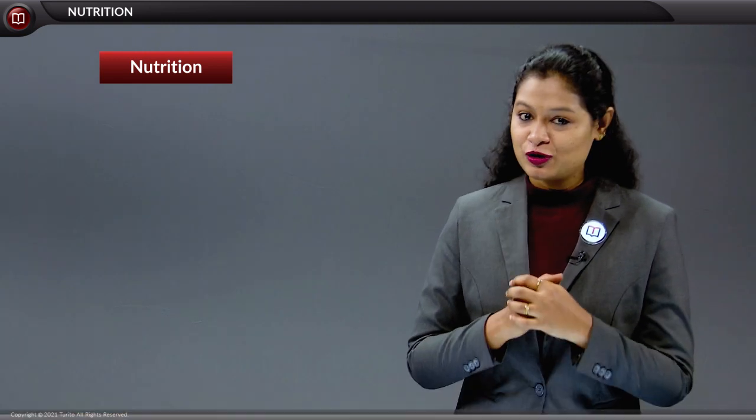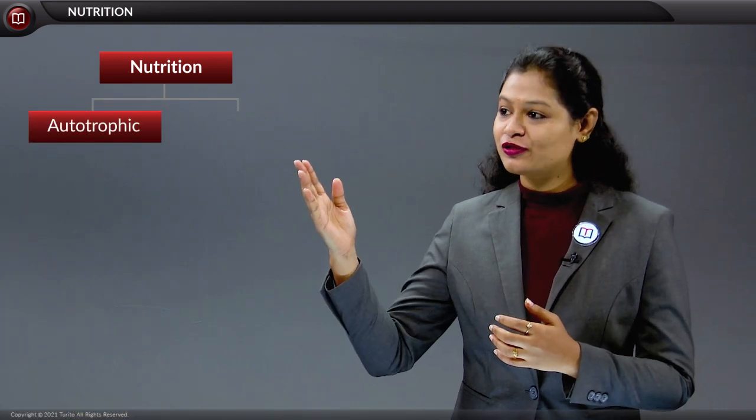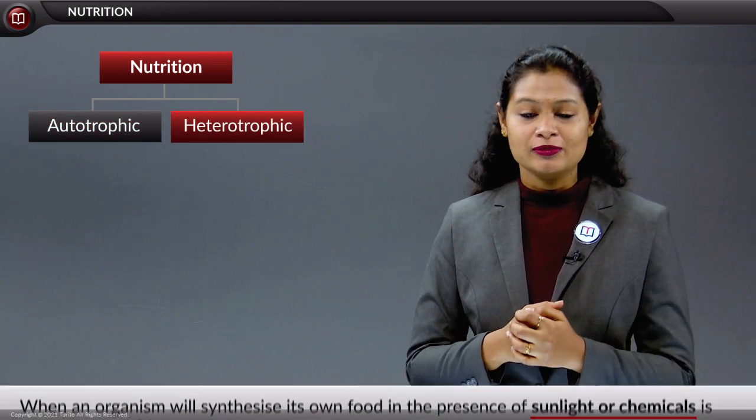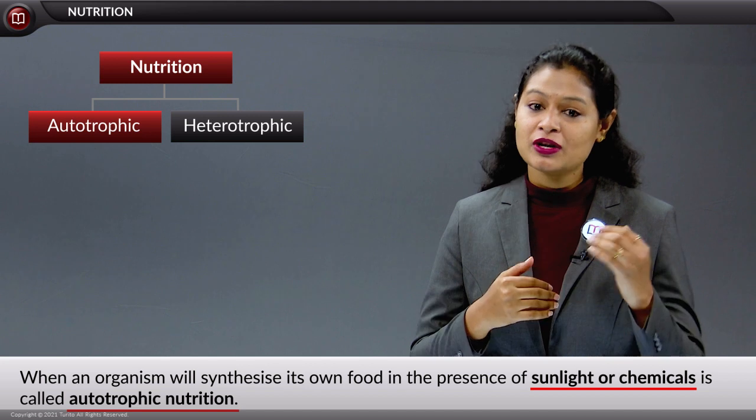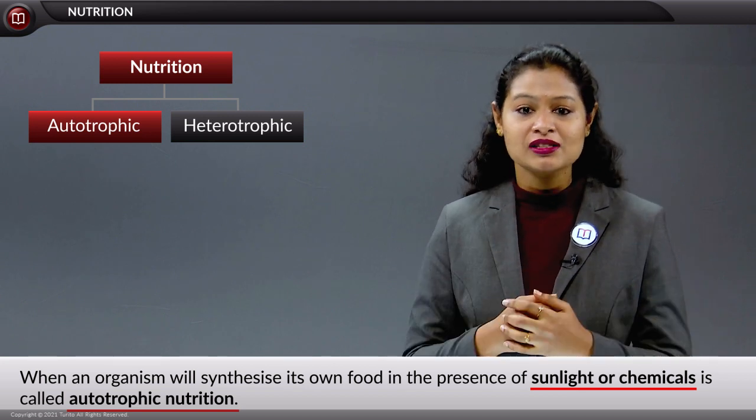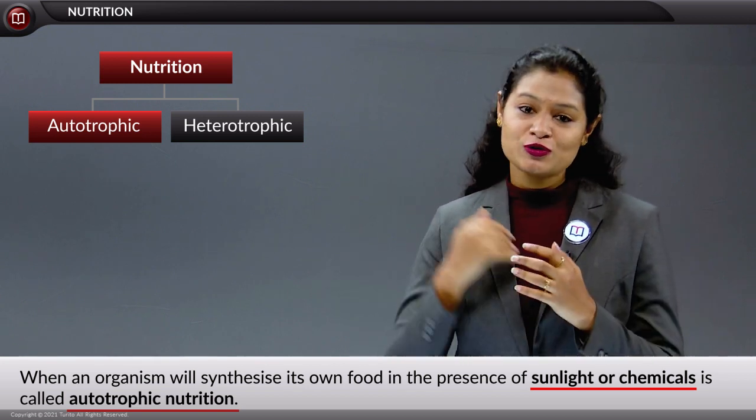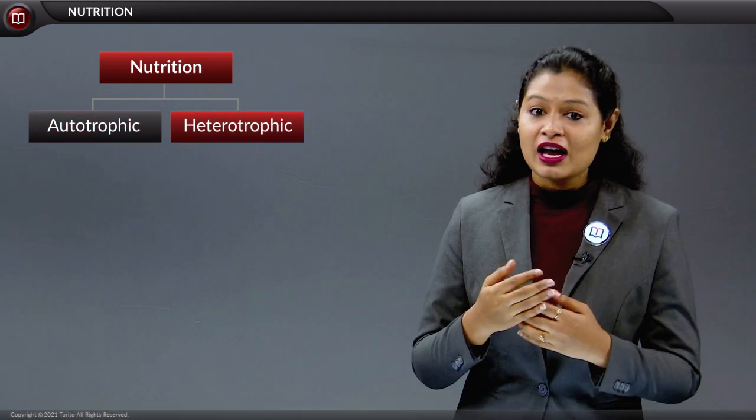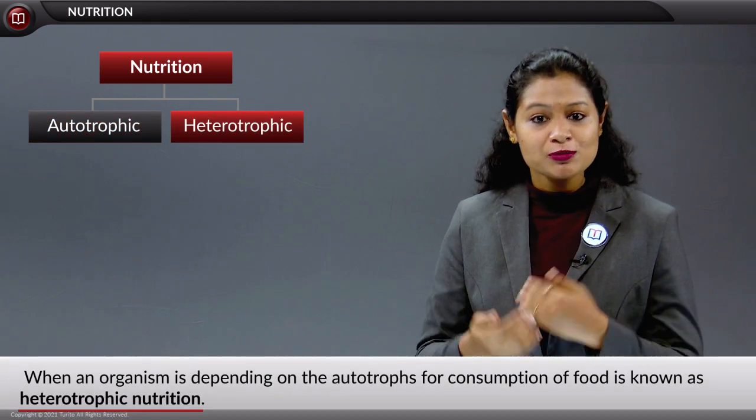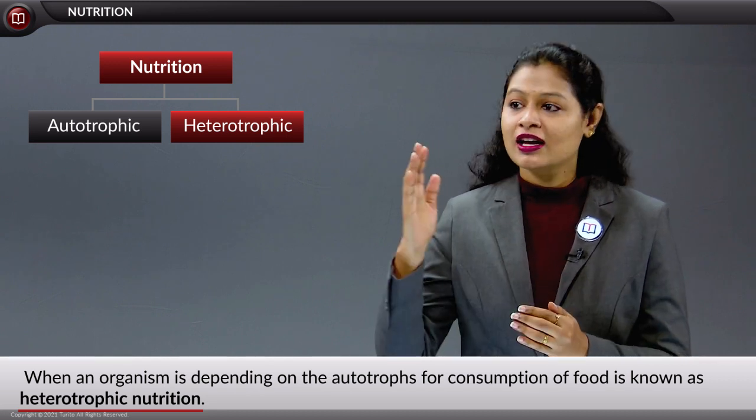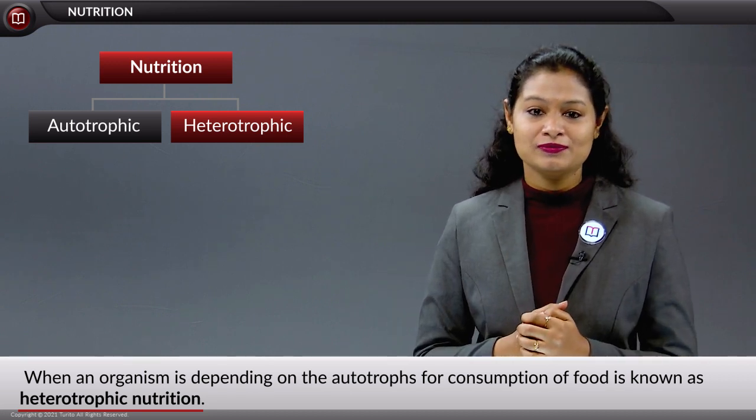There are two types of nutrition seen: autotrophic nutrition and heterotrophic nutrition. When an organism will synthesize its own food in the presence of sunlight or chemicals, we call it as autotrophic nutrition. Whereas when an organism is depending on the autotrophs for consumption of food, we call it as heterotrophic nutrition.